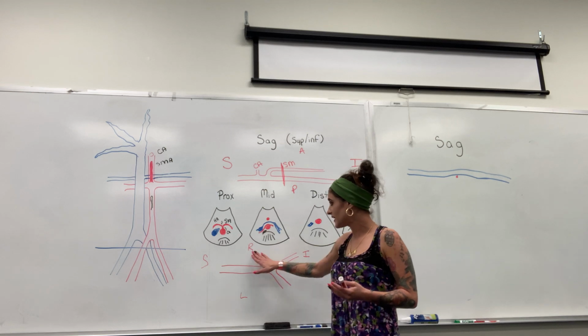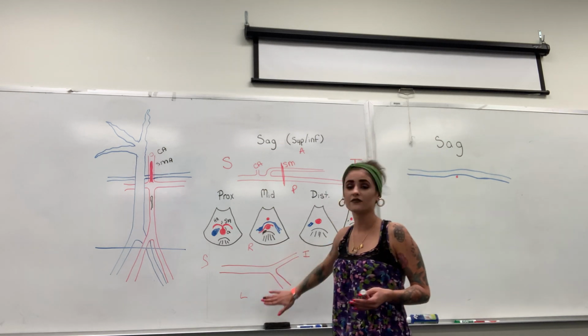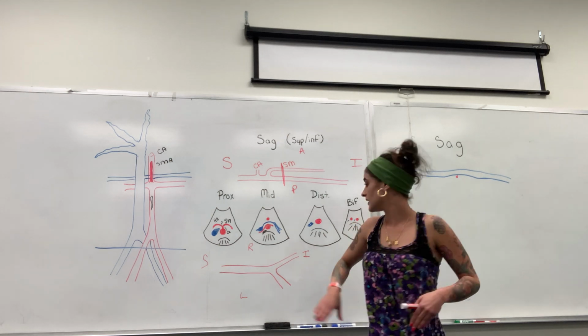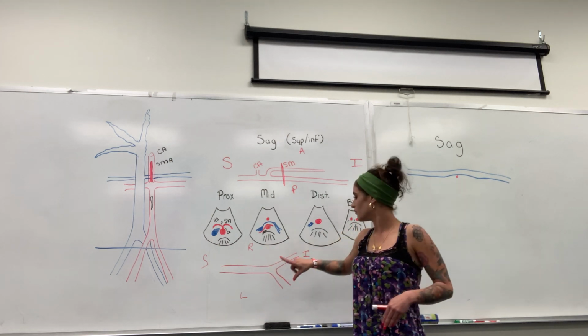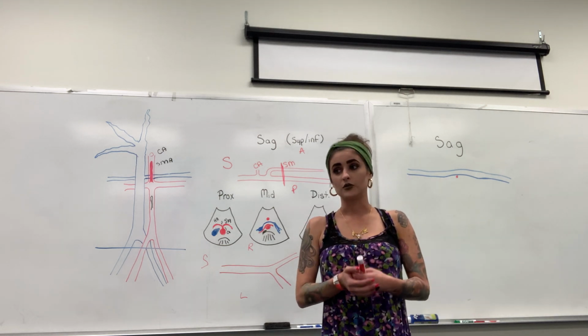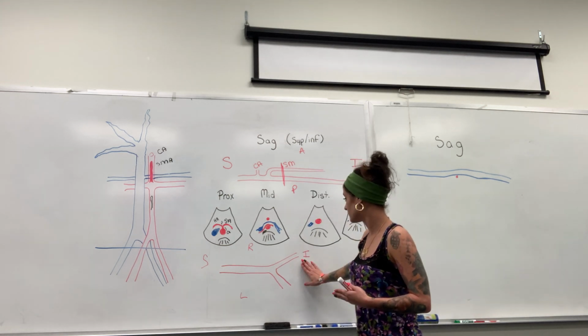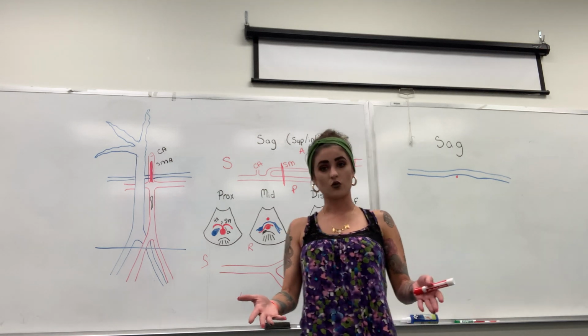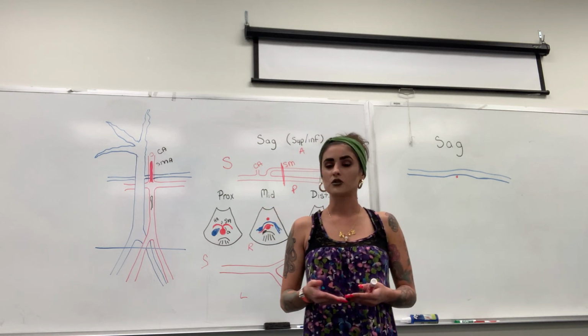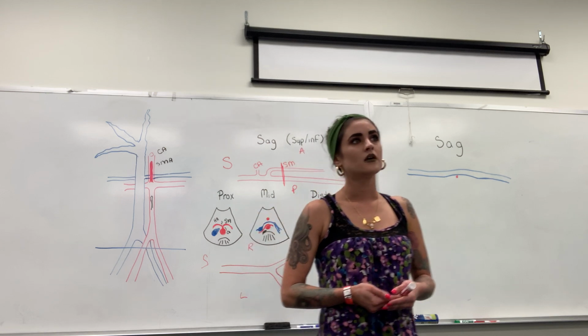So again, this assumes that I'm using a right-sided approach. However, if I use a left-sided approach, it will look exactly the same, but this will be the left and this will be the right. So you have to know. You could label this left and this right, but I have to take your word for it because I'm not there scanning with you and taking the picture with you. However, once you get out into the field, it's very important to know that.